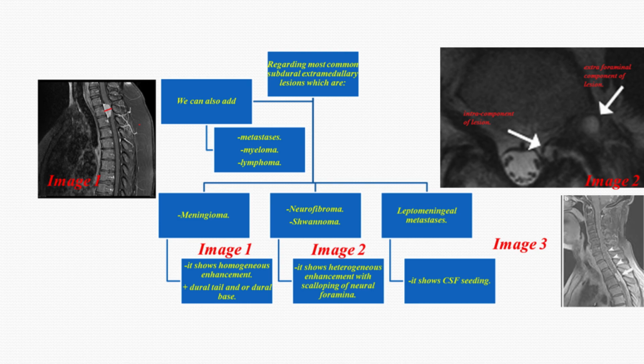Regarding the most common subdural extramedullary lesions, which are meningioma, it shows homogeneous enhancement plus dural tail and or dural base, image 1. Or neurofibroma or schwannoma, it shows heterogeneous enhancement with scalloping of the neural foramina, image 2. Or leptomeningeal metastasis, where it shows cerebrospinal fluid seeding, image 3.